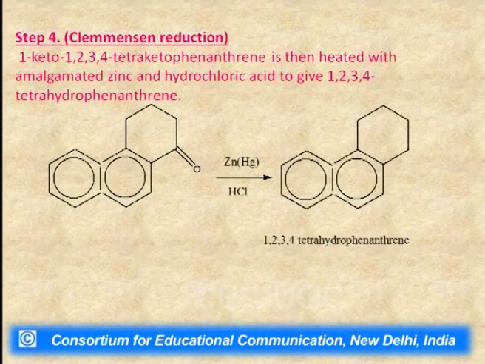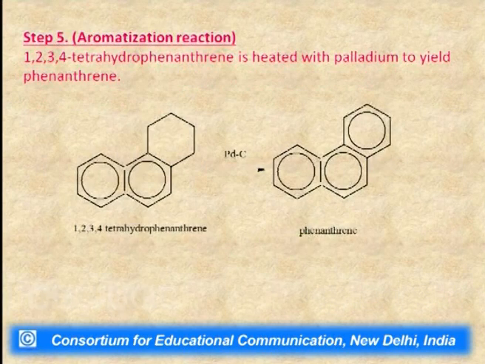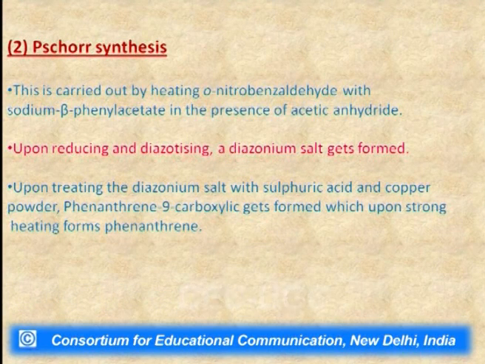In step 4, the product from step 3 will further undergo Clemmensen reduction in the same manner with zinc amalgam in the presence of hydrochloric acid to give us 1,2,3,4-tetrahydrophenanthrene, which in the last step will undergo aromatization or oxidation, in which this is heated with palladium to yield the phenanthrene molecule. So, starting from naphthalene, with 5 steps of named reactions, we get phenanthrene in the last step. Then comes the Pschorr synthesis.